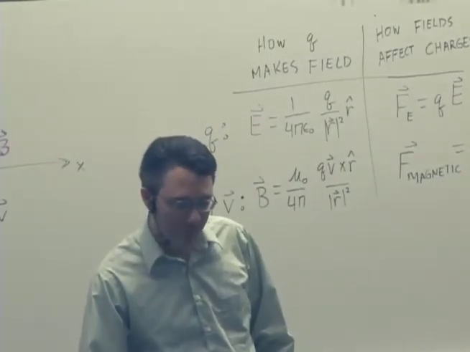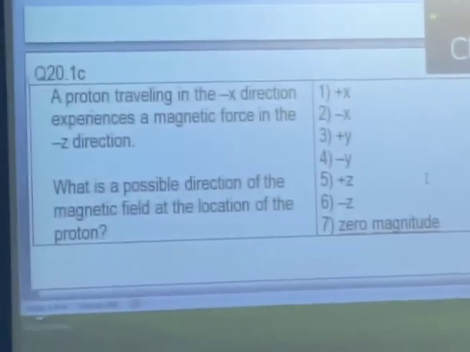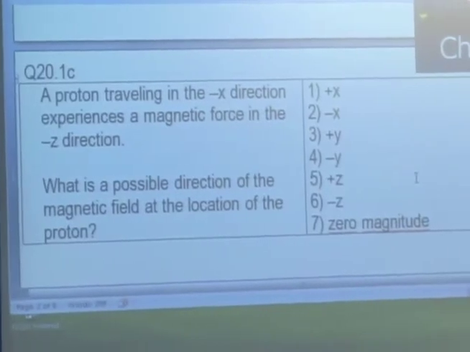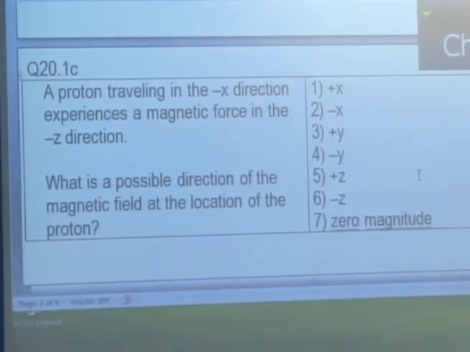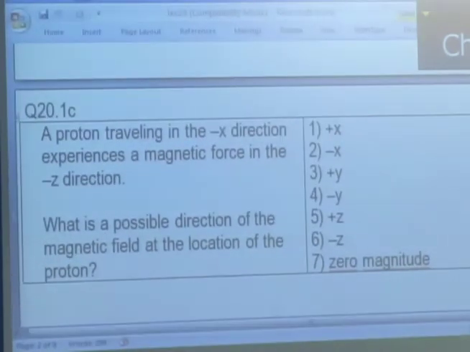Let's try one more. A proton is traveling in the negative x direction, and it experiences a magnetic force in the negative z direction. So we know the direction of the force. We're trying to work out a possible direction of the magnetic field that causes that force. So it's sort of the reverse question. If you know the velocity and you know the direction of the force, what could have been the direction of the magnetic field?